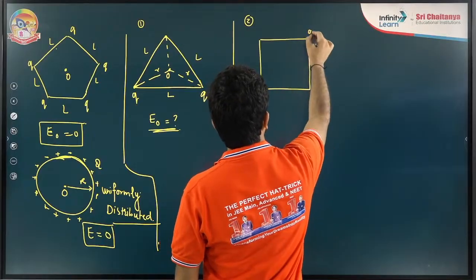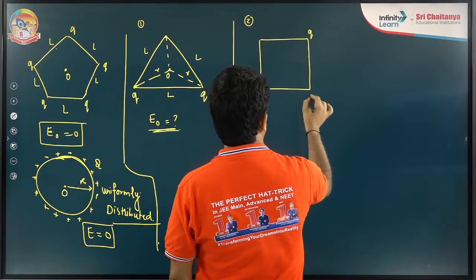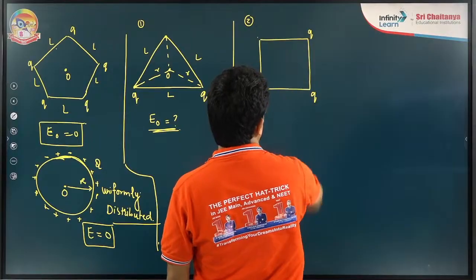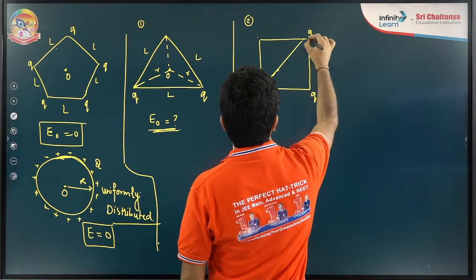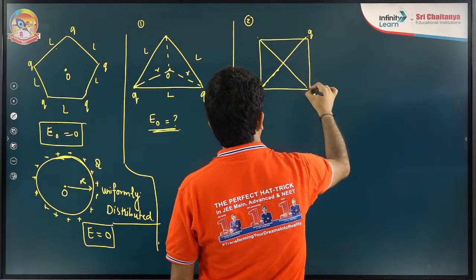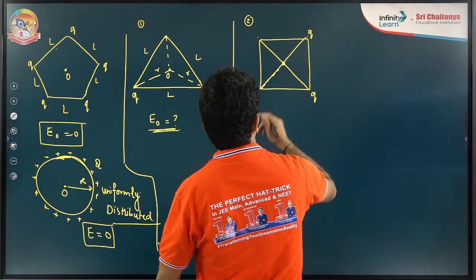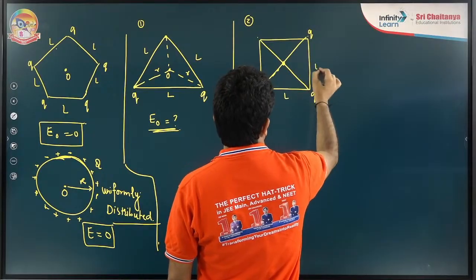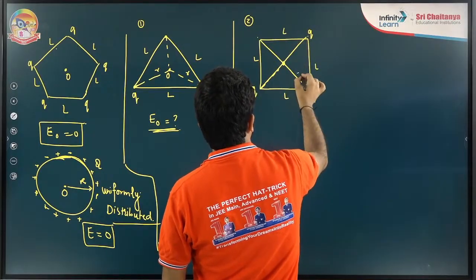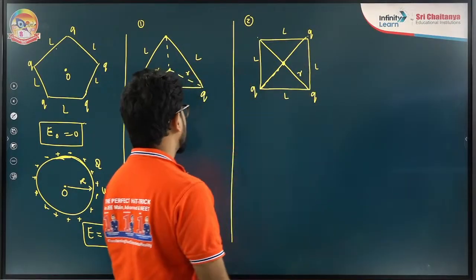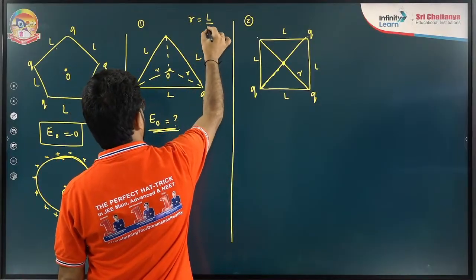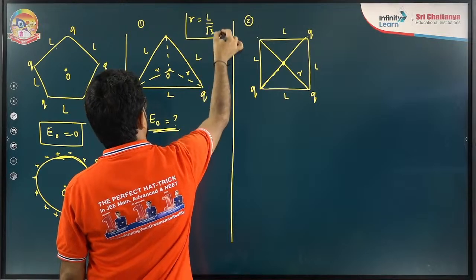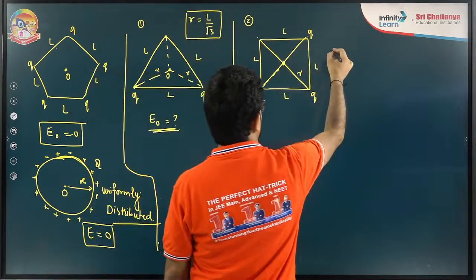Okay. This is Q. This is Q. This is Q. And this charge is missing here. If you join it like this, this is the center, and this side is L, L, L, L. By the way, I am saying this is R. You know already the value of R. I am writing R is equal to L by root 3 here. Don't worry about it. If you see here, what is the value of R?